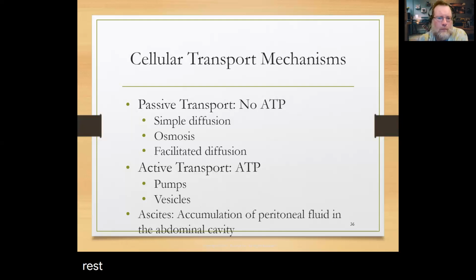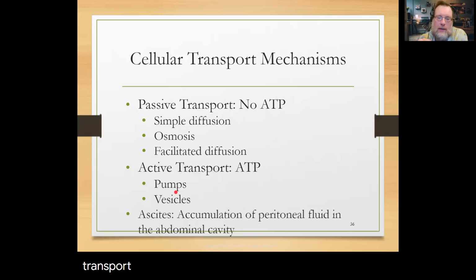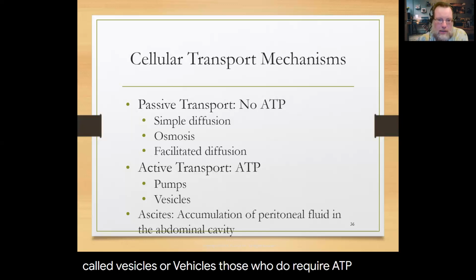Okay. So anyhow, vesicles, also little tiny vehicles, are going to transport substances from inside of the cell to the cell membrane for exiting, what we call exocytosis. These are called vesicles or vehicles. Those do require ATP as well.